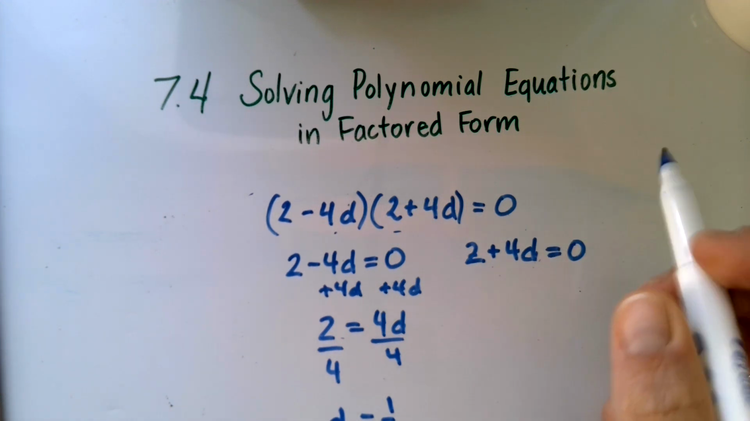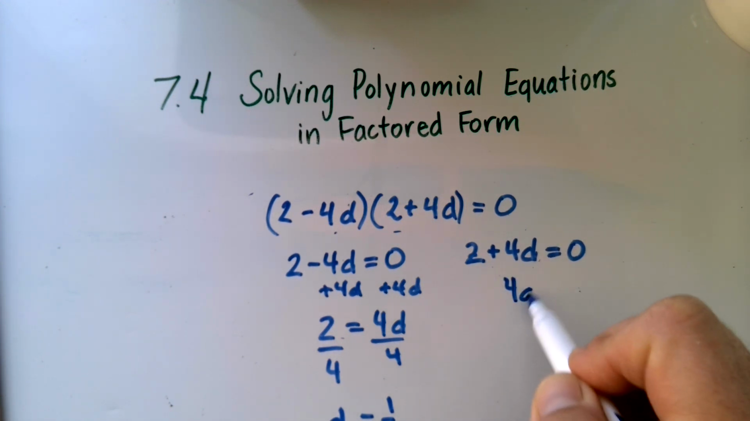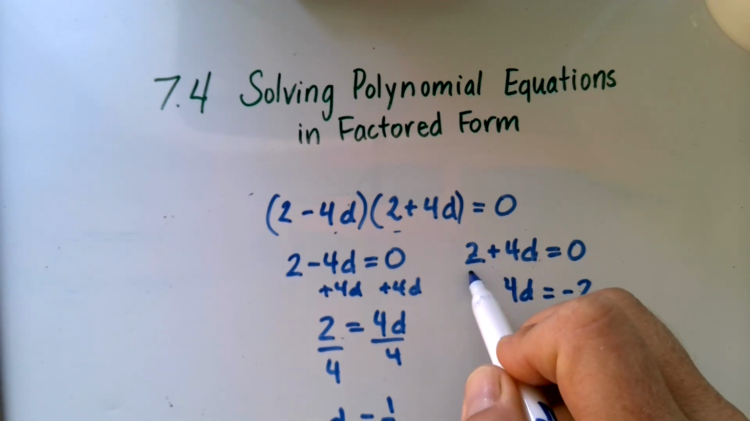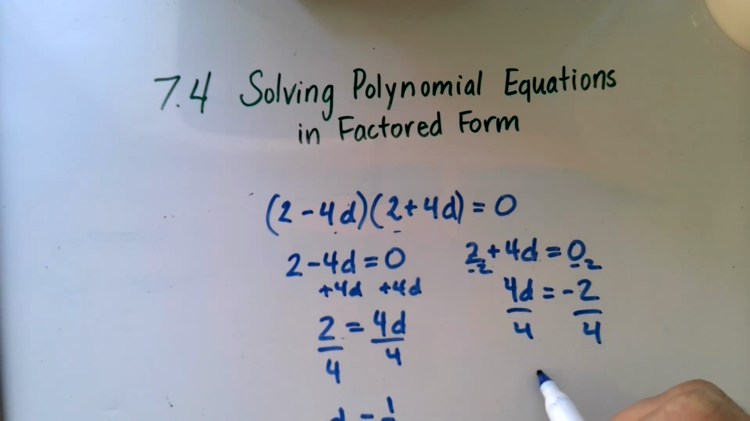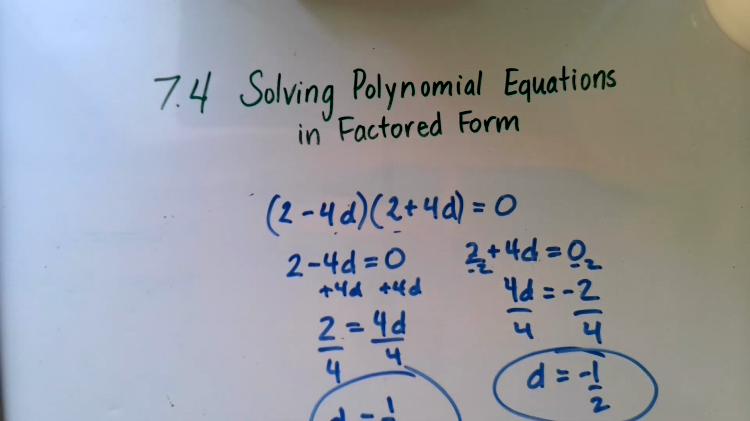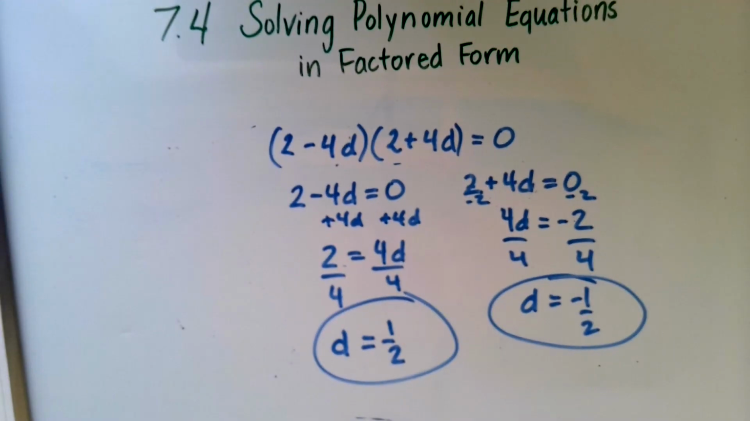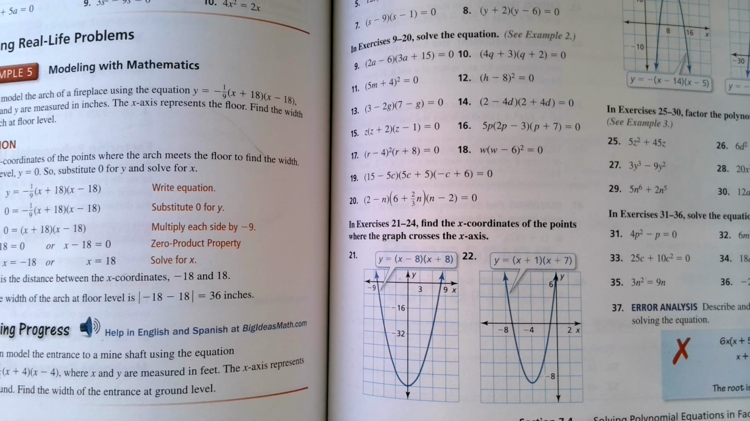Over here, same thing. We could have 4d equals negative 2 because we subtracted 2 from both sides. Divide each side by 4. And now d equals negative 1/2. And those are our roots. There you go. Now we're going to take a look at what this would look like in a graphical form.